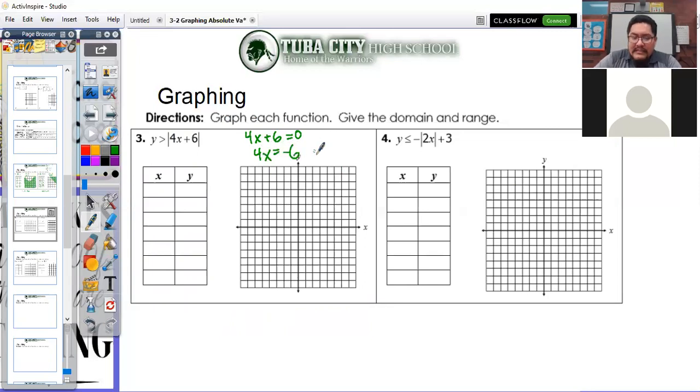I'm going to have to subtract 6 from both sides, and then divide both sides by 4. So I have x equals negative 6 over 4. But hold on a minute, we're going to have to simplify this fraction. That means we're going to reduce it. So 6 and 4 are both even numbers, so I should be able to divide both of them by 2. So that would be 3 over 2.